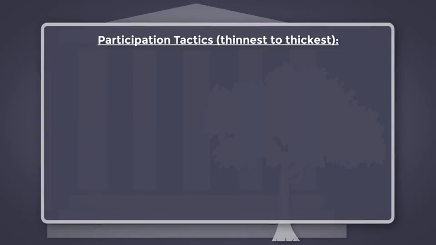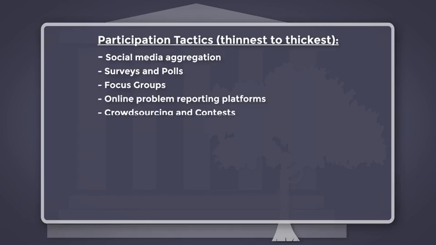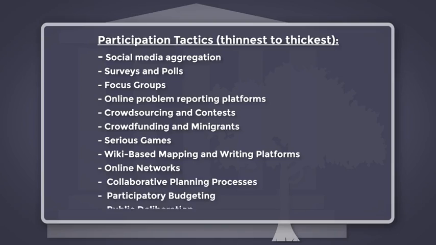Faced with these scenarios and frustrated by the inability of conventional meetings and processes to address them, participation leaders have pioneered a wide range of thin and thick participatory tactics. These tactics are roughly organized from thinnest to thickest. They include social media aggregation, surveys and polls, focus groups, online problem reporting platforms, crowdsourcing and contests, crowdfunding and mini-grants, serious games, wiki-based mapping and writing platforms, online networks, collaborative planning processes, participatory budgeting, and public deliberation.